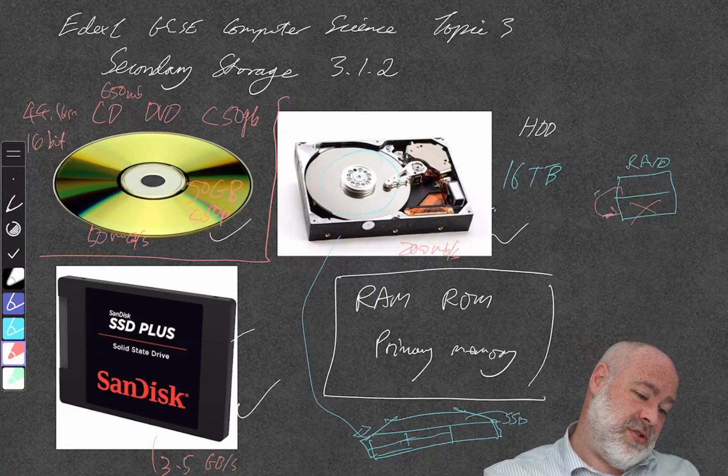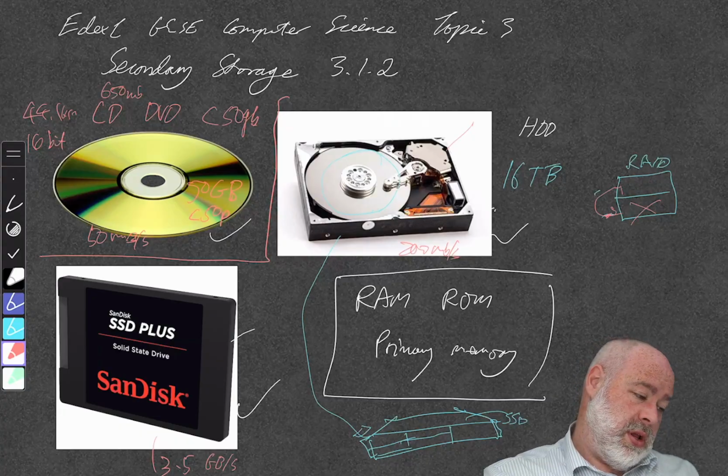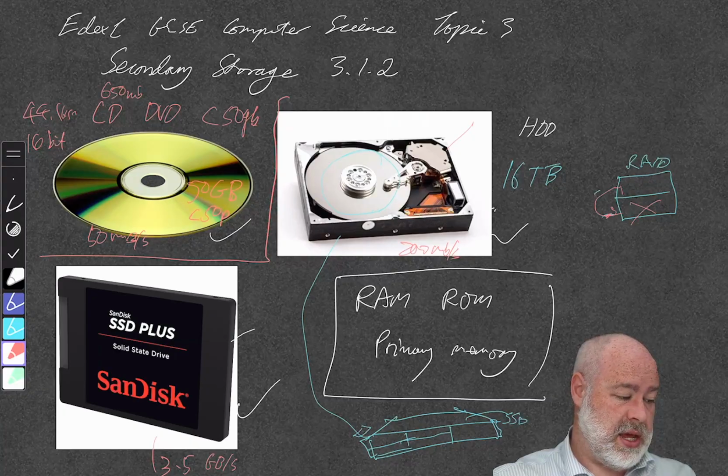So, magnetic drives: higher capacity than SSDs, or certainly far more affordable. I don't know, about £100 might get you your 8 terabytes or a bit more than that. Very reliable, especially if they're in RAID arrays. What are the problems with them? They could be affected by magnetic fields, or heat.